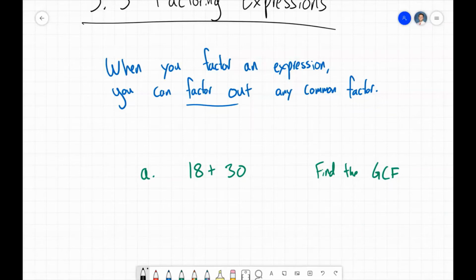So we could factor that out, right? We know that 6 times 3 is 18. And 6 times 5 is 30. So we could rewrite this as 6 times (3 plus 5).